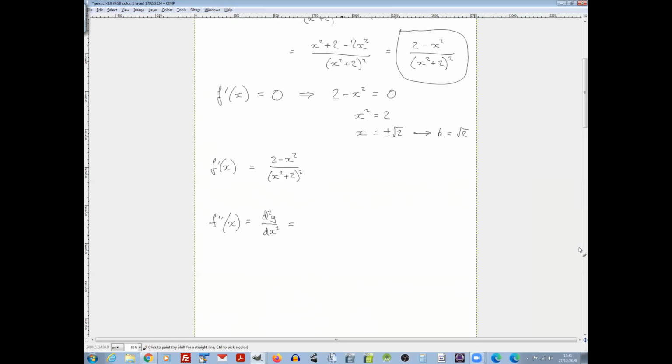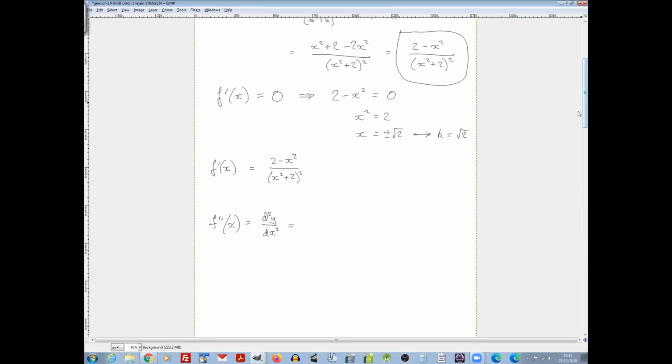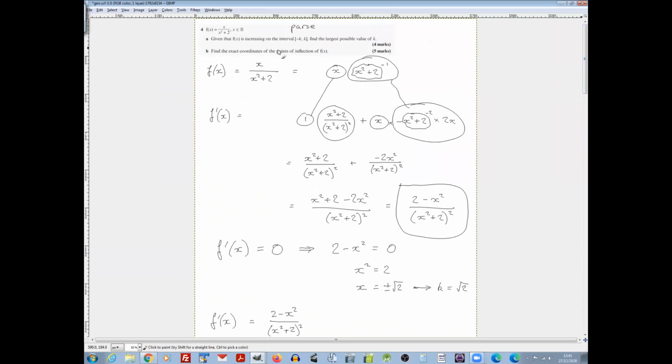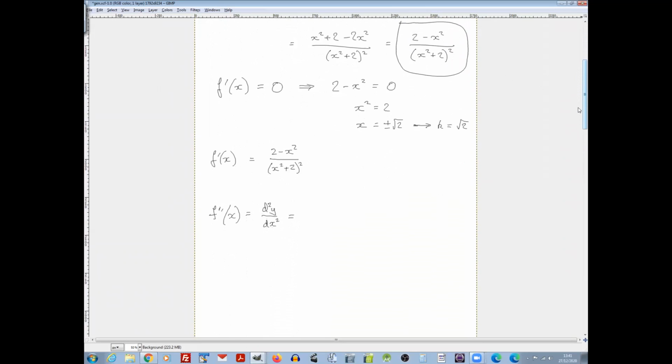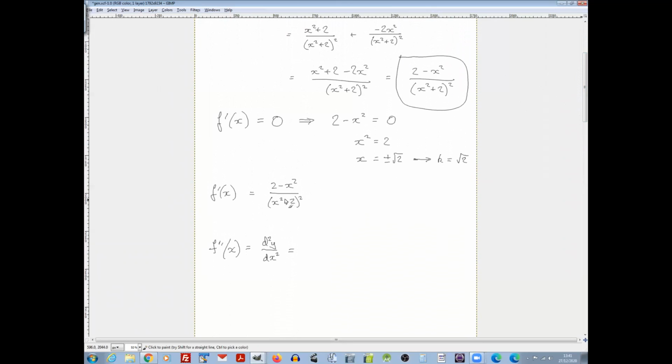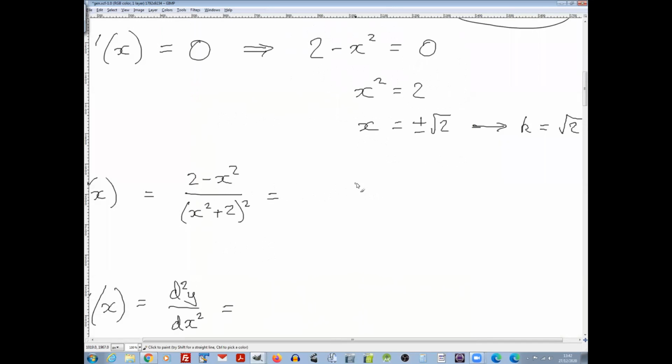So that's a more complicated fraction, and you might expect me to say, in that case, you do it the proper way and use the quotient rule. But actually, this would be worse with the quotient rule. We're better off doing it as a product again, so we could call it 2 minus x squared times x squared plus 2, to the power minus 2.